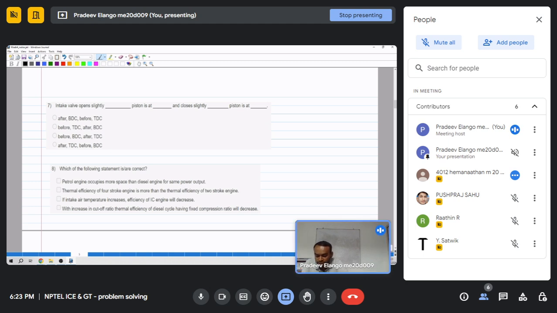Intake valve opens slightly dash piston is set dash, and closes slightly dash of piston is set dash. So intake valve open happens before TDC, after TDC, before TDC, after TDC. Ideally, when does the intake valve open?